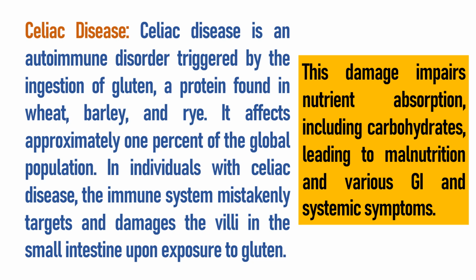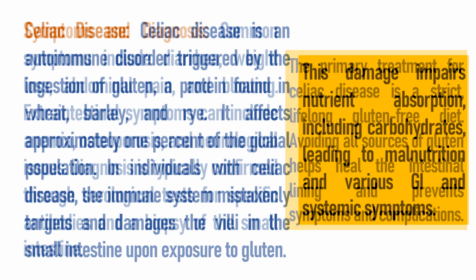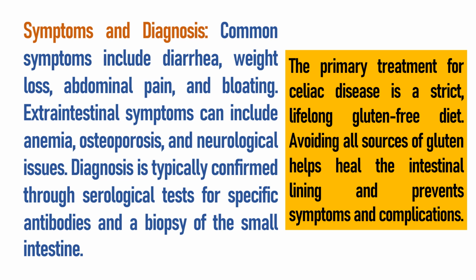Though celiac disease is not directly related to carbohydrates, but rather related to proteins, yet it deserves mention because wheat is a common source of starch and has a significant role in global food security. Common symptoms of celiac disease include diarrhea, weight loss, abdominal pain, and bloating. Extraintestinal symptoms can include anemia, osteoporosis, and neurological issues.